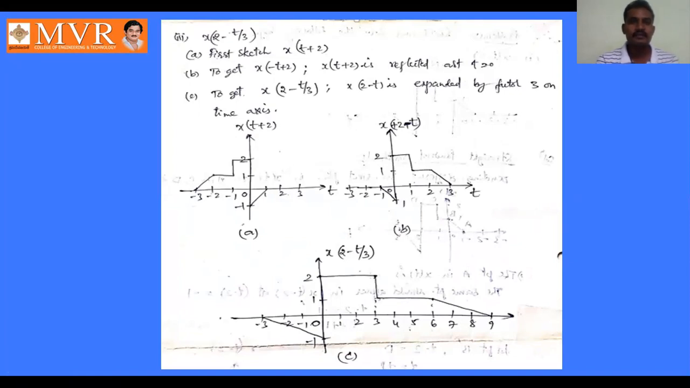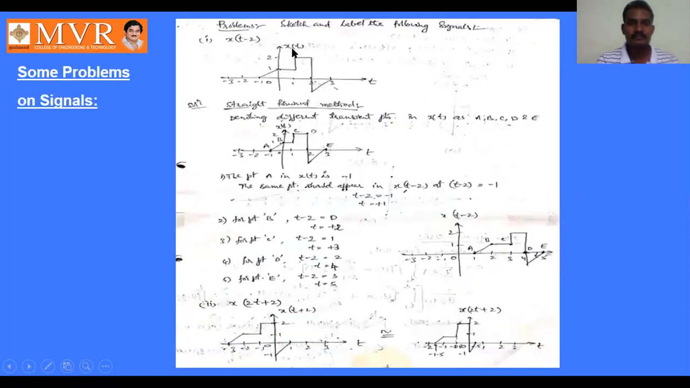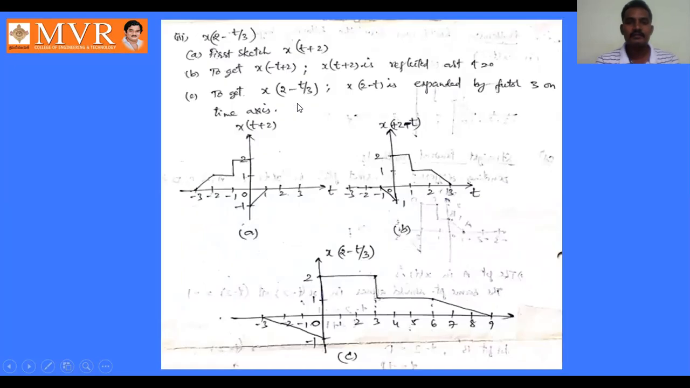Suppose we have to find out x of t plus 2. X of t is already given. This is the x of t function. By using the straightforward method, we can find out x of t plus 2 also. So a, b, c, d and e. First of all, you have to mention the transition points a, b, c, d and e. After that, how to calculate a in the x of t plus 2?